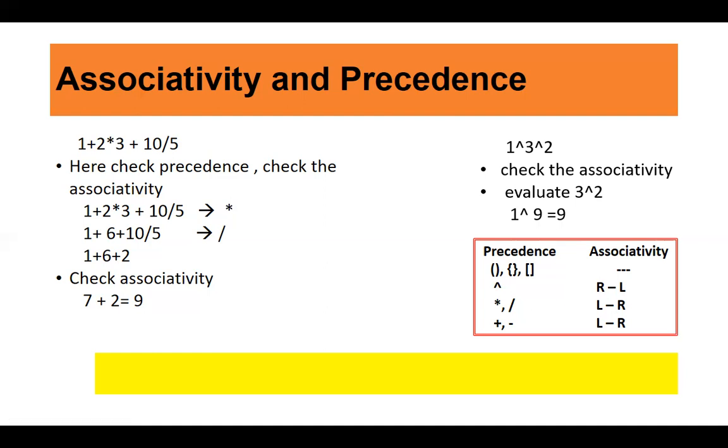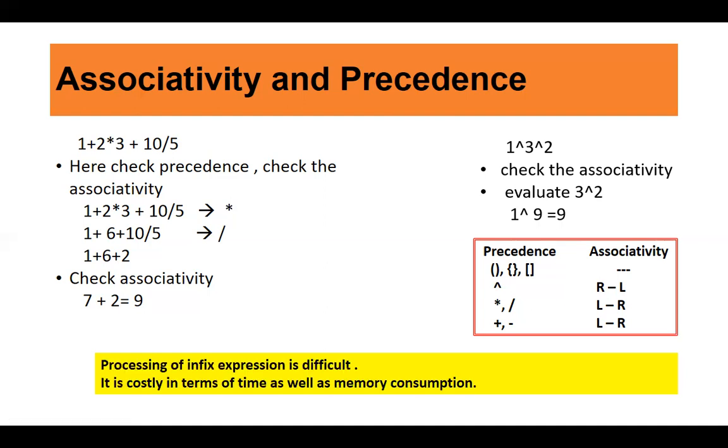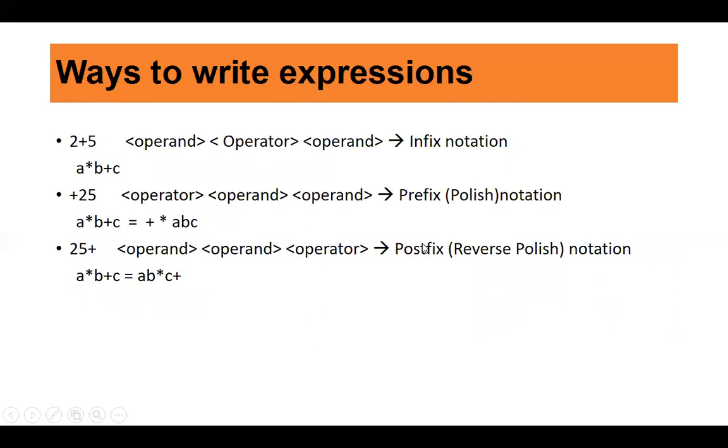Fine. Now, processing of an infix expression needs all this associativity and precedence, which is a bit difficult in terms of time as well as memory consumption. It takes time because first you check the precedence, then you check the associativity, and then you carry out the evaluation. It will be difficult for the computer to carry out all these things. So another way of writing expressions is using prefix and postfix form.